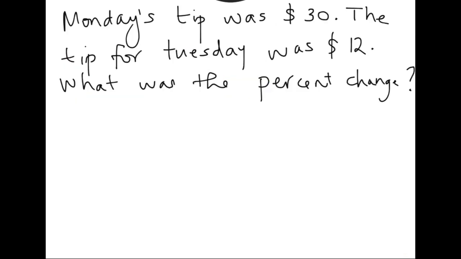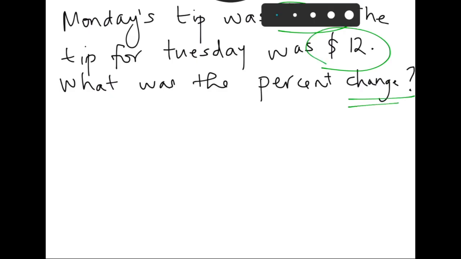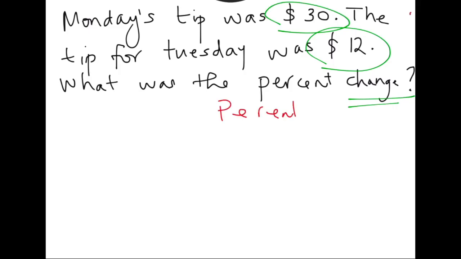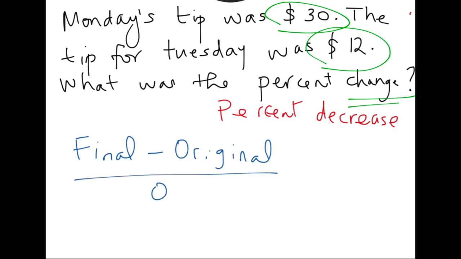Monday's tip was $30. The tip for Tuesday was $12. What was the percent change? In other words, what was the percent decrease? I use the same formula. I want to start from the final minus original divided by original. So the final was 12 minus the original was 30. That's what you started with. Divided by 30. 12 minus 30 is negative 18.